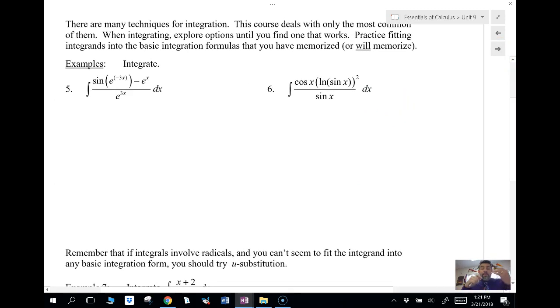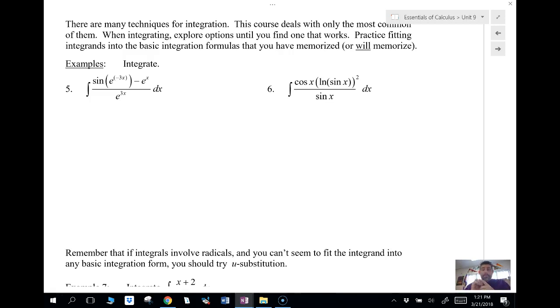All right, let's take a look at some other examples of stuff that you might need. So in this course, we deal with the most common forms of integration. If you can't see what the common form of integration is, sometimes we got to deal with some algebra to do it. But our job here is to practice fitting the integrands into the basic formulas that you have memorized. The basic formulas are reverse chain rule, power rule, tangent, arctangent and arcsine, and the natural log. So we're trying to get it in there.